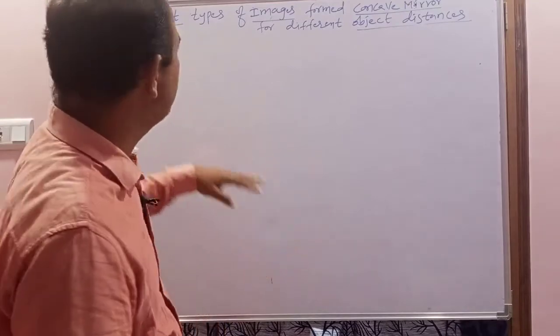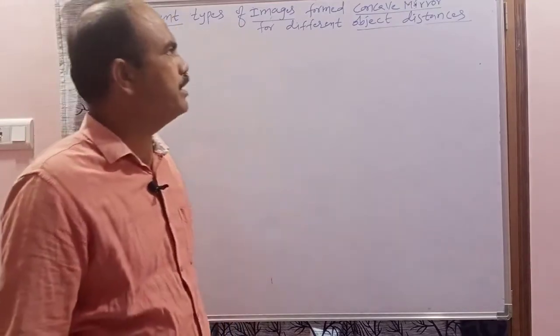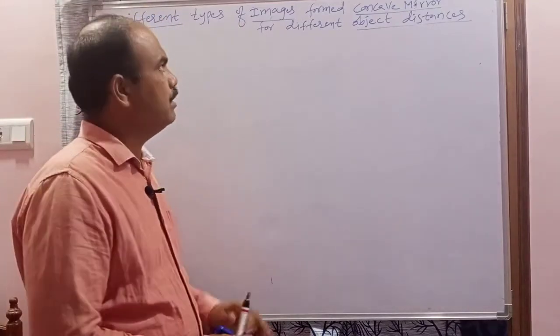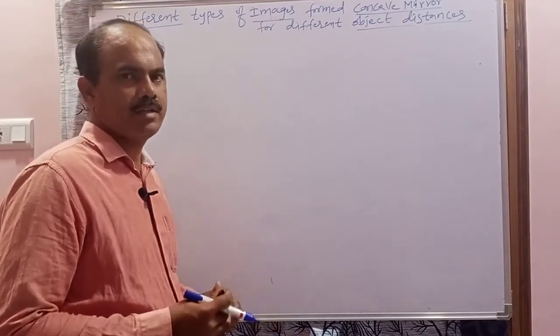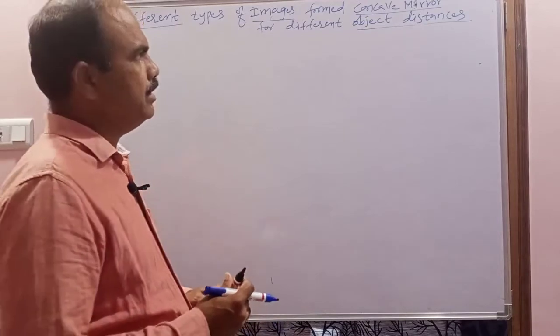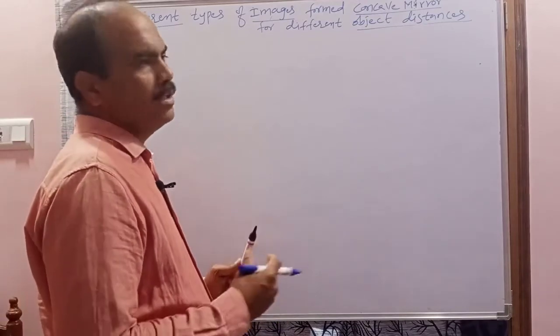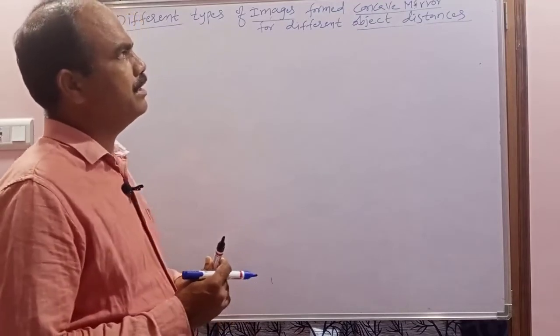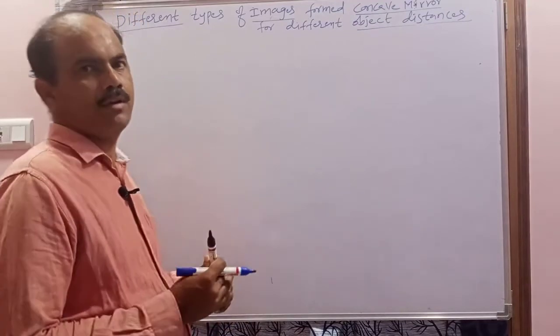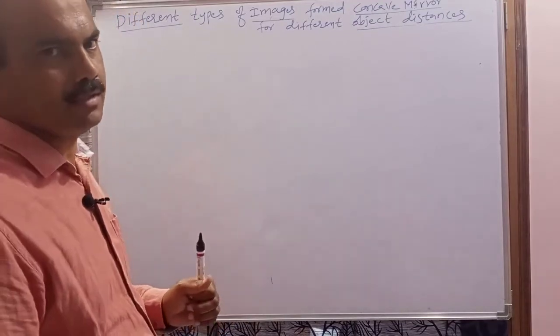Today my topic is different types of images formed by a concave mirror for different object distances. In the previous class we learned the rules. If we know the rules perfectly, then we can draw this diagram easily for the different types of images formed by the concave mirror for different object distances.